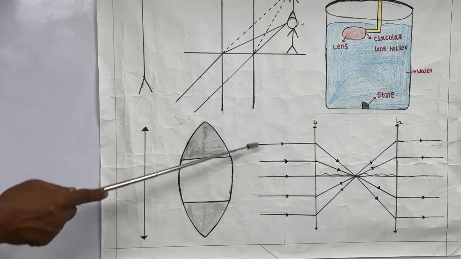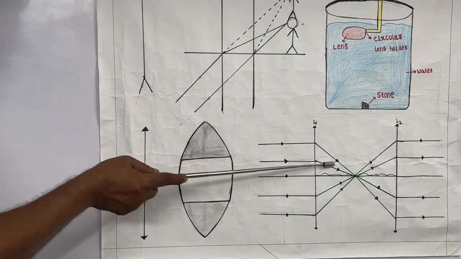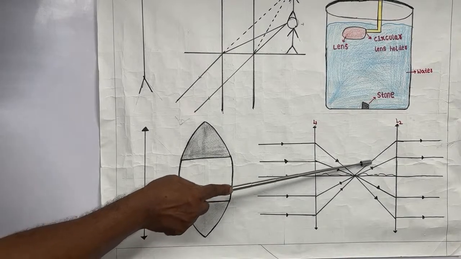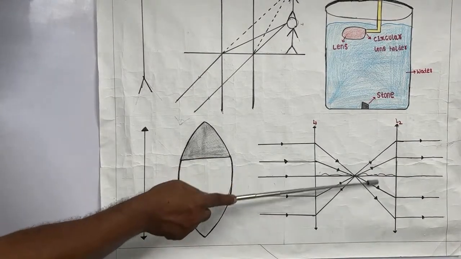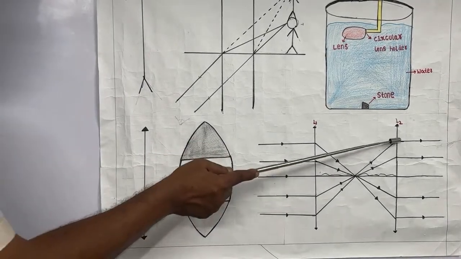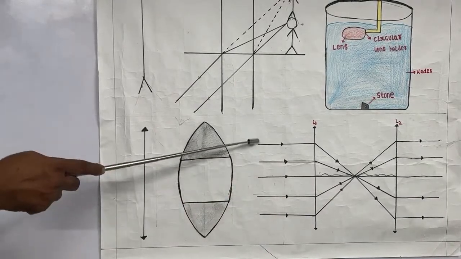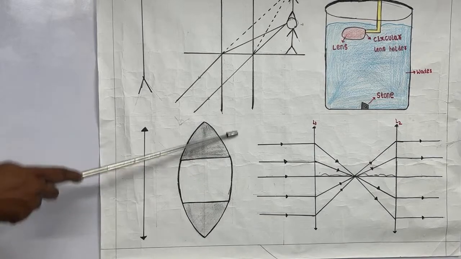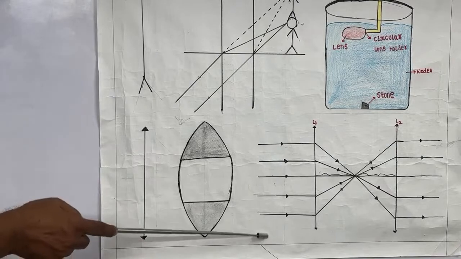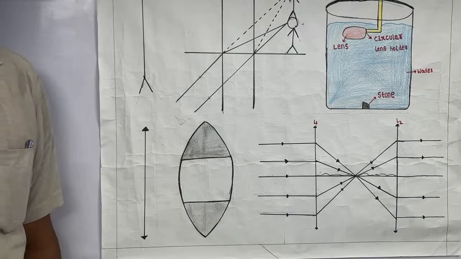But now, this parallel beam after entering the lens converges here, meeting at a single point. Thereafter it diverges again, and I am keeping one more lens here. The diverged beam again becomes parallel. That means the light rays started as parallel and end as parallel. This is the kind of phenomenon we want to see.